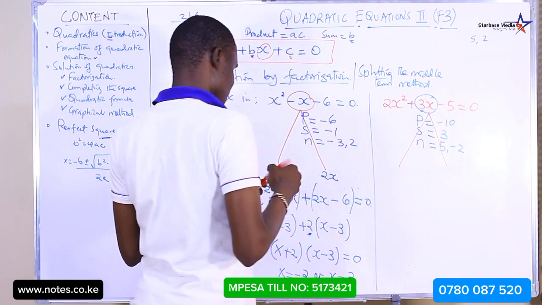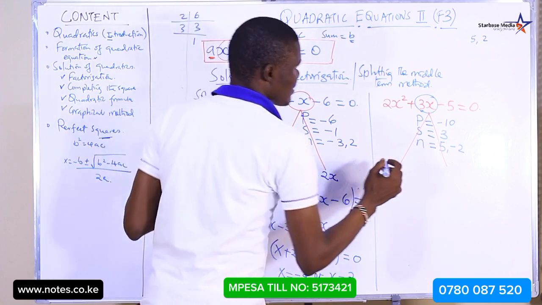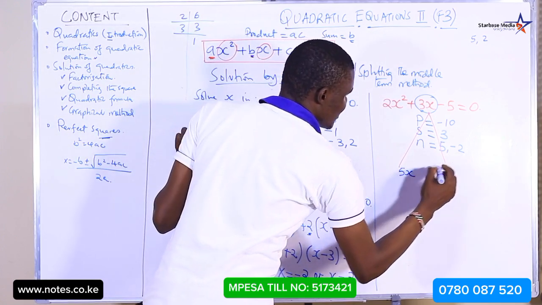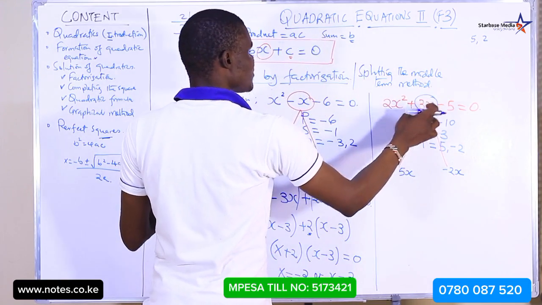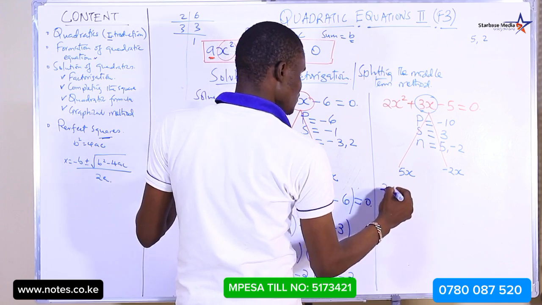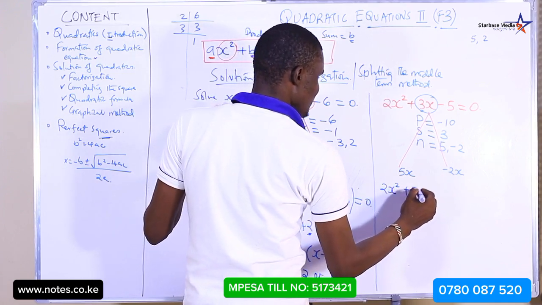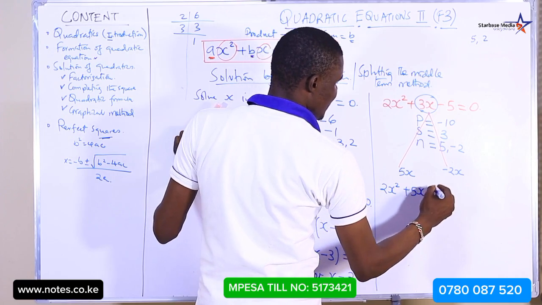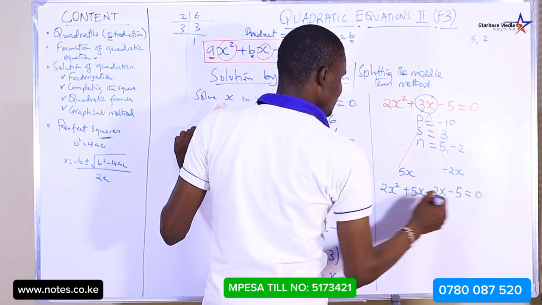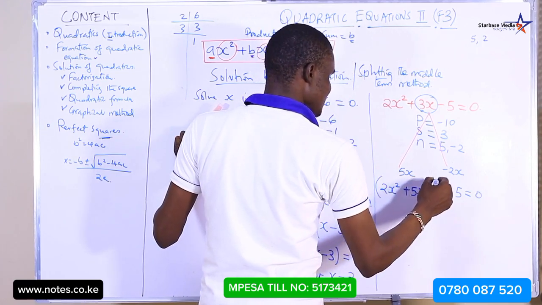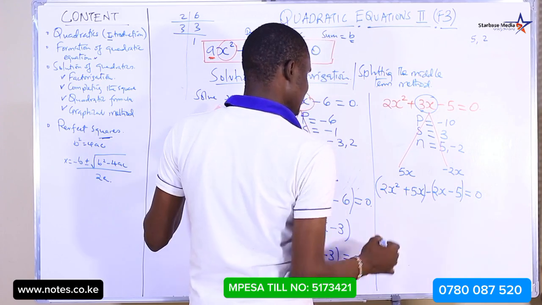That is what we mean. So that here we'll be having 5x, and here we'll be having negative 2x. This is what you fix. You replace by this. So you're going to have 2x squared plus 5x, minus 2x minus 5 is equal to 0. Then you put them in factors, 2 factors.